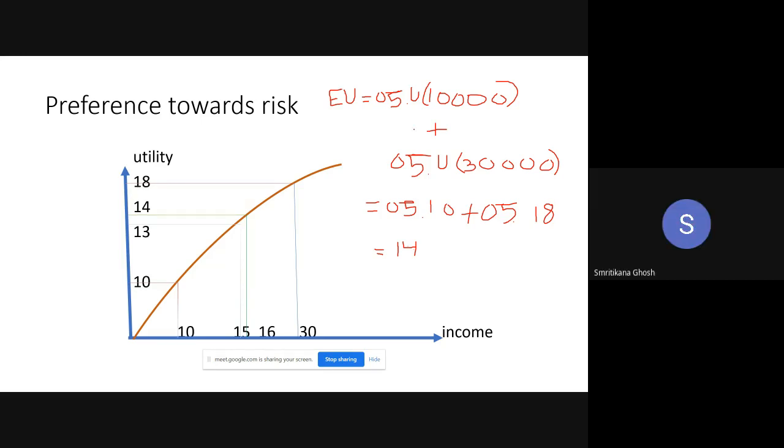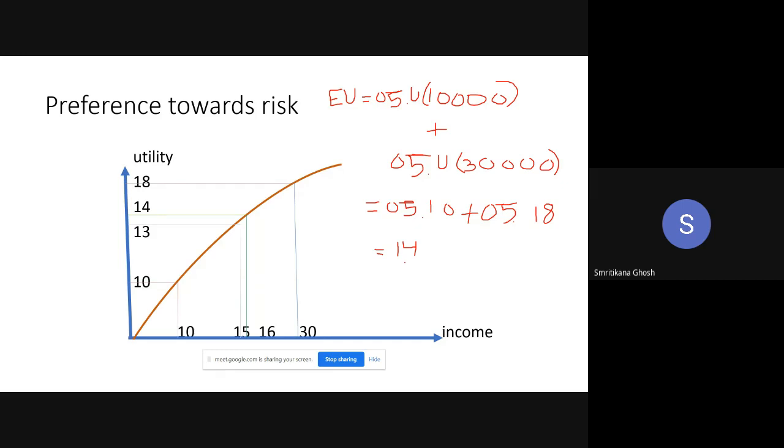Yes, ma'am. Expected utility is the probability of the outcome times the utility of the payoff of the outcome, and the sum total of all those. Here there are two outcomes, so the probability of the second outcome times the utility of the payoff of the second outcome. This is called payoff. So here the value becomes 14.